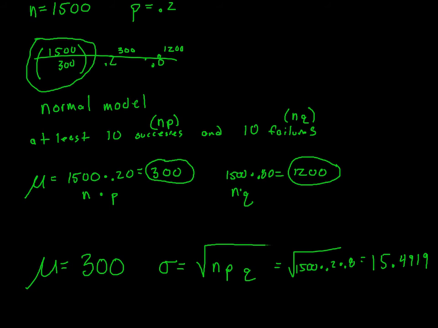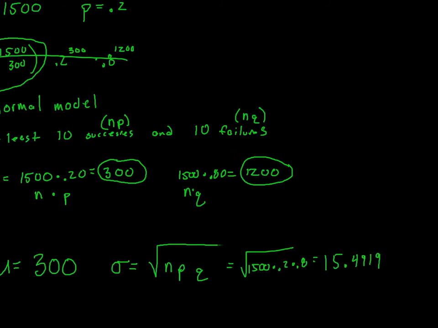So that means amongst 1,500 M&Ms, a pretty big jar of M&Ms, I expect 300 to be red, and I expect that number to deviate by 15.4919. So now, if I wanted to ask myself a question, what's the probability that there are at least 100 red M&Ms?